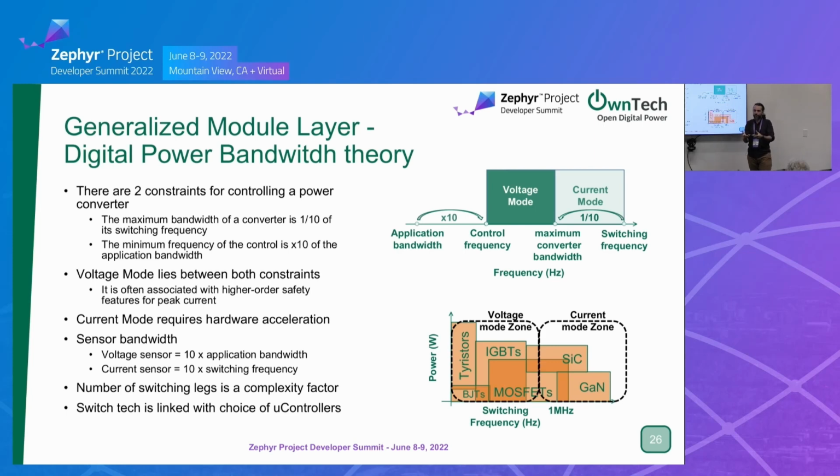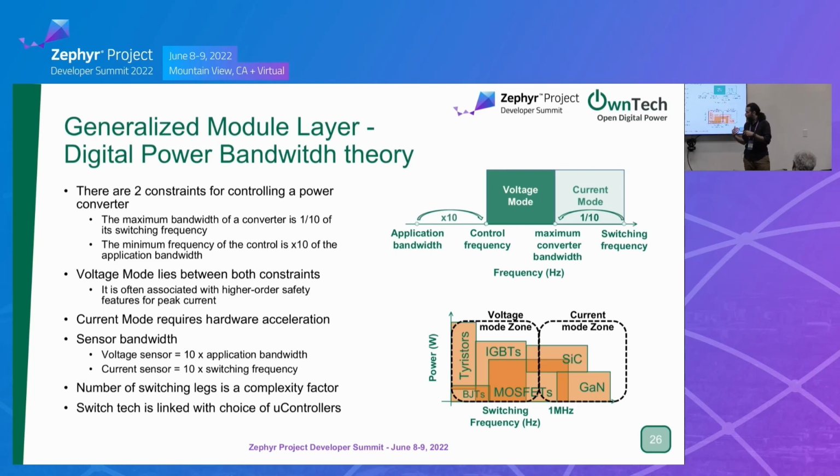Usually you don't have to go as high when you're using, say, a motor driver or something like that. These are very low speed, low frequency. But if you're using your converter to emulate the behavior of something else, and you need to have the transient response and you need to go fast, then those are the restrictions you're going to be confronted with. At the same time, you have your application bandwidth. And your control has to be at least 10 times faster than your application, because otherwise you can't really control it correctly. So those are the limits you are going to be confronted with. The voltage mode operates quite well in between the control frequency and the maximum converter bandwidth.